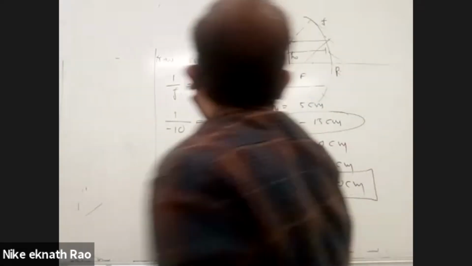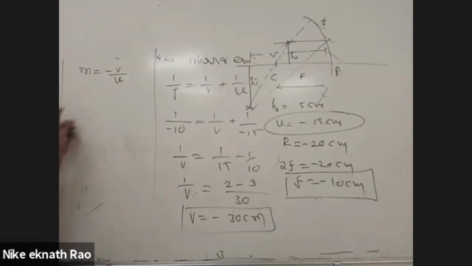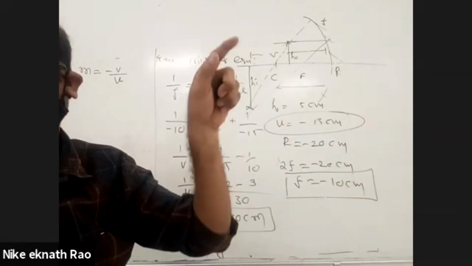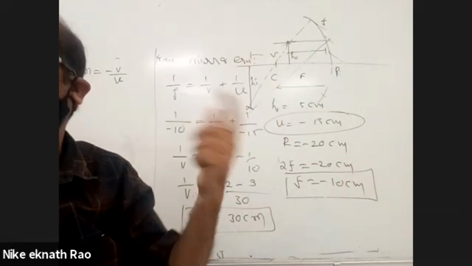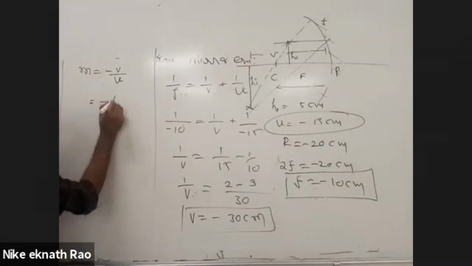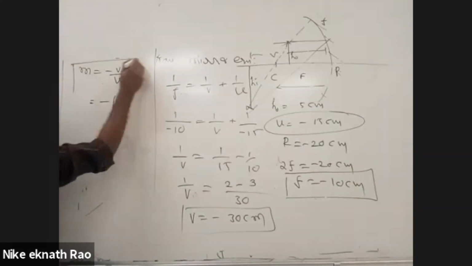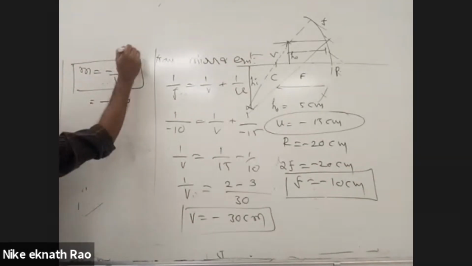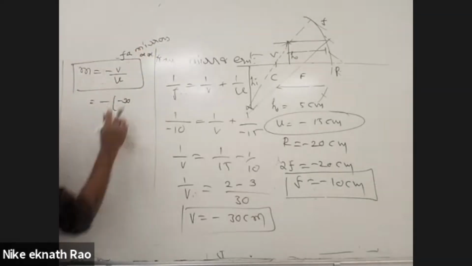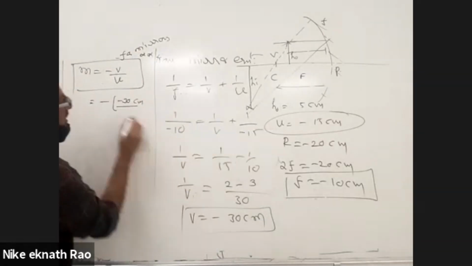You can also use the magnification formula for mirrors, which is minus v by u. How much is the magnification? In the same mirror equation derivation, write height of the image by height of the object. If you take the ratio, you get minus v by u. This formula is important for mirrors. Here v value is minus 30 and u value is minus 50.